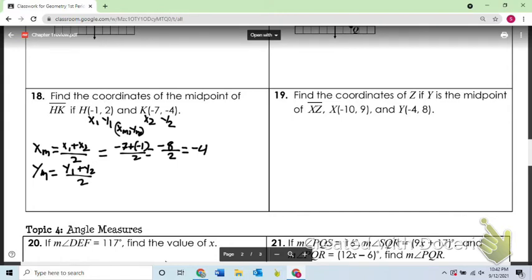So now we repeat that process. So that's our x coordinate. It's negative 4. Now we're going to repeat that whole process with our y coordinate. So we have y1 plus y2 over 2. So that gives us 2 plus a negative 4. So we have 2 minus 4, which is going to give us negative 2 over 2, or negative 1, which means that the midpoint here was negative 4, negative 1.